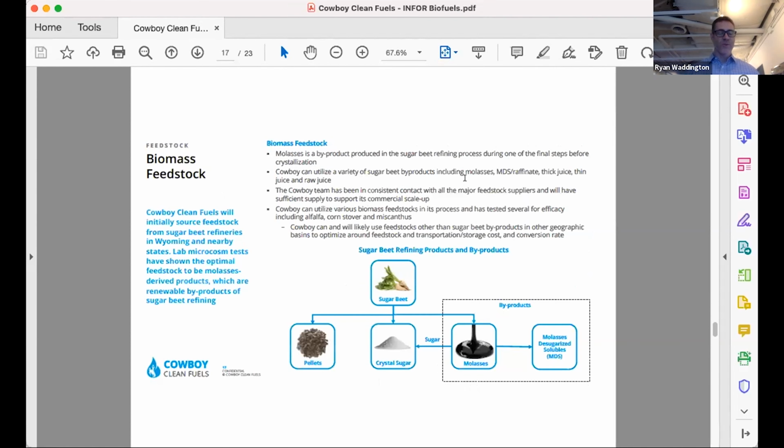We use multiple sources of our biomass feedstock to accomplish our goals, but we're starting with byproducts of the sugar beet refining process, including molasses. So sugar beets are an agricultural product that are produced all around where we are in Wyoming. Essentially, we're covered on three sides of Wyoming by sugar beet production from Idaho all the way to North Dakota. So we have access to large volumes at relatively low cost and with short transportation distances.